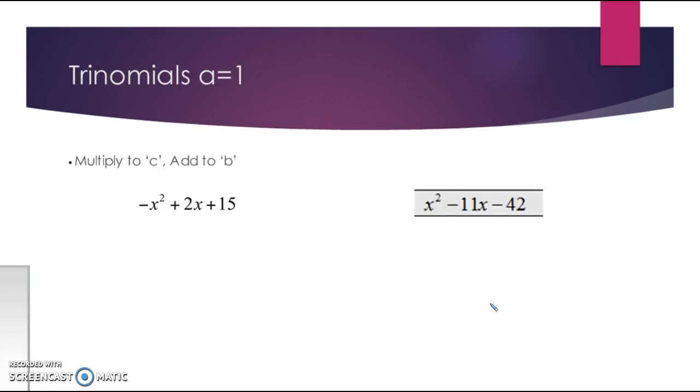Then we look at trinomials. So we have a equals 1 and a is greater than 1. So a equals 1 means that there's nothing out front, right? So these are what we call the plain Jane trinomials. Okay, now for the first one, there is a negative out front.